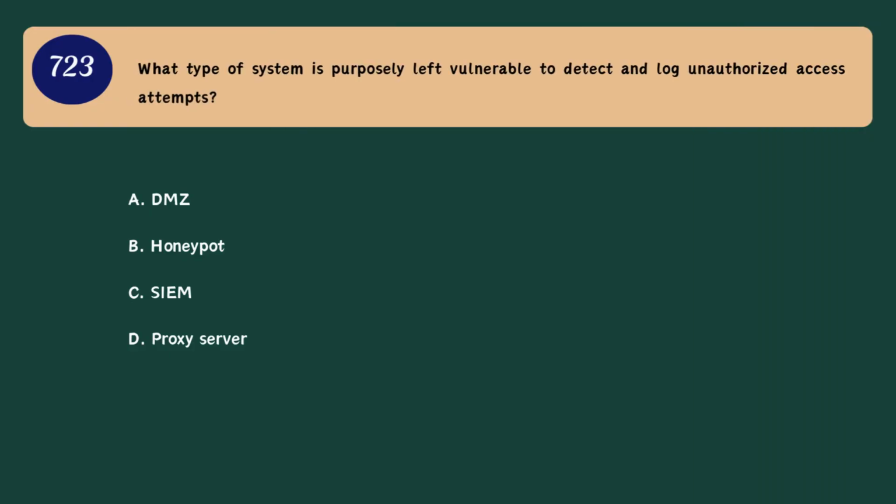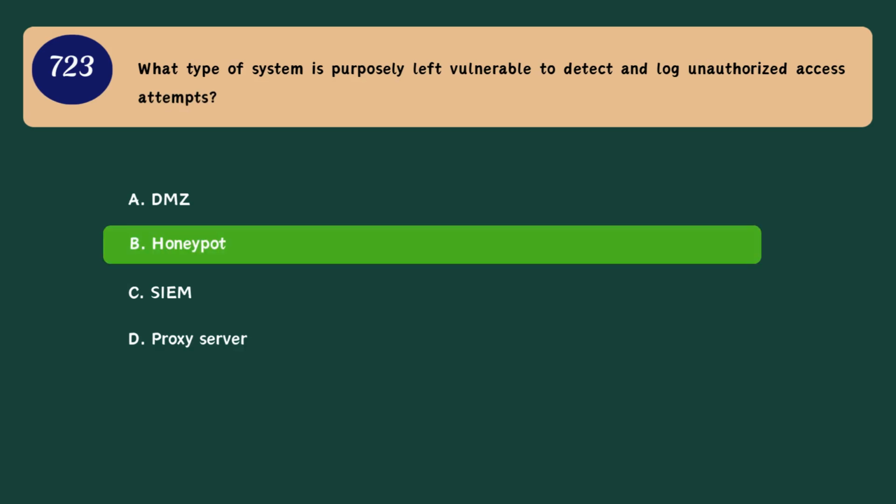Question 723. What type of system is purposely left vulnerable to detect and log unauthorized access attempts? A. DMZ. B. Honeypot. C. SIEM. D. Proxy server.